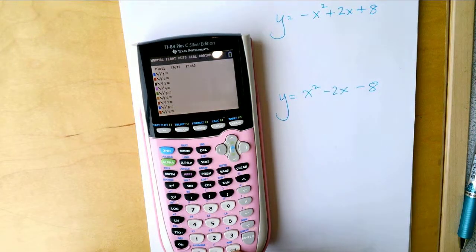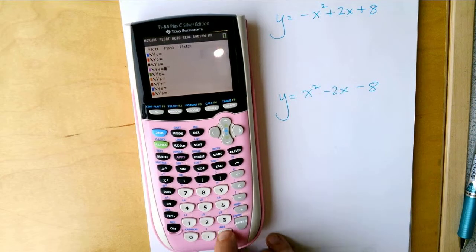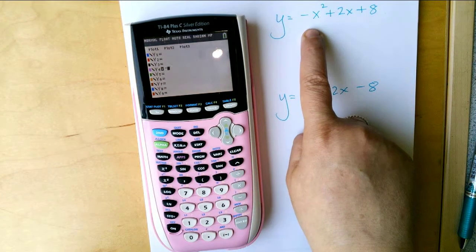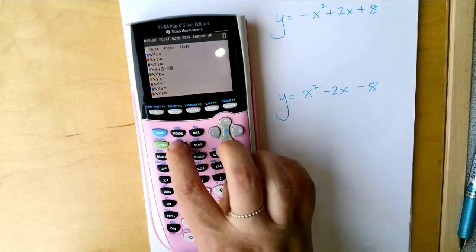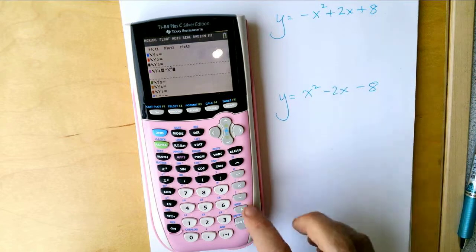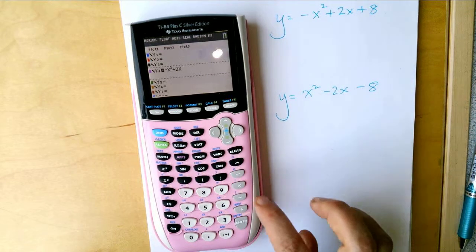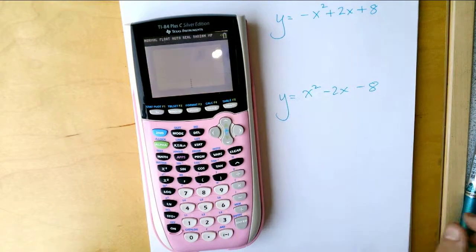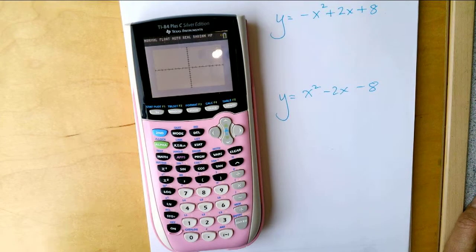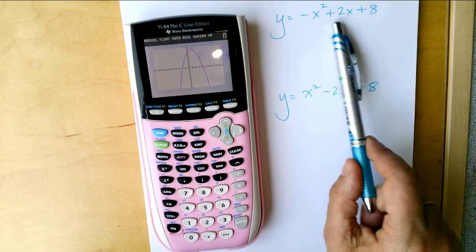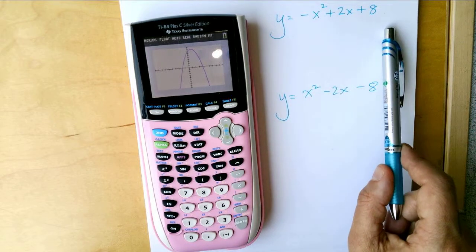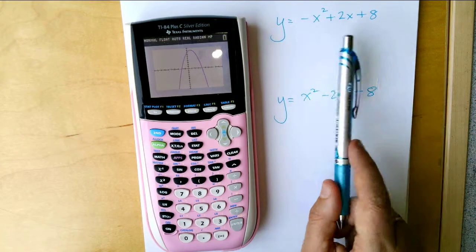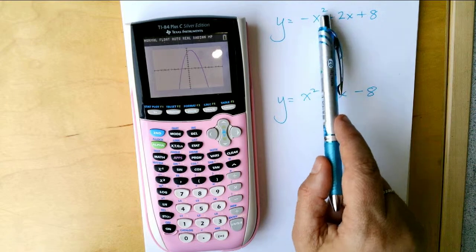To type it in, I'm going to have to use this negative button because I have a negative x squared. So negative x squared plus 2x plus 8. And if I press graph, I will see the graph. Okay, notice that it's opening downward. Why do you think this parabola is opening downward? It's because of the negative in front of that x squared.